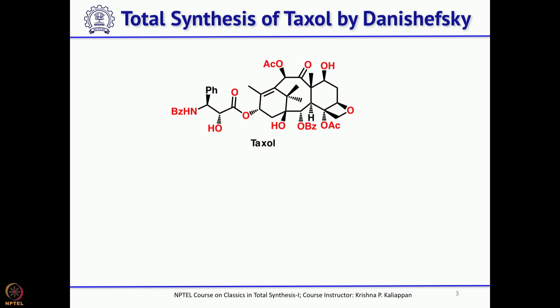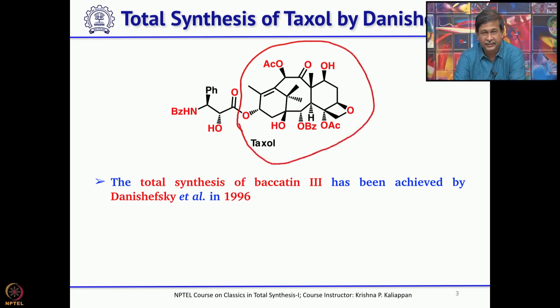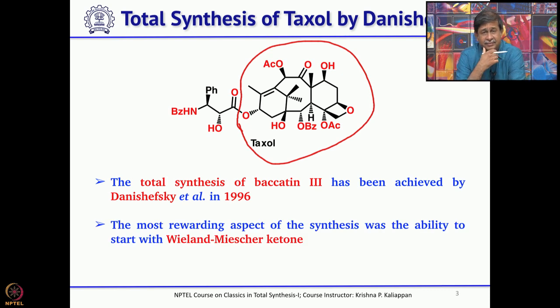So today, when we talk about the total synthesis of Taxol by Danishefsky, he first made the baccatin. This is the baccatin structure. First he made the total synthesis of baccatin, followed by attaching the side chain, and thus he completed the total synthesis of Taxol. It was reported in 1996, and he started with a very well known starting material called Wieland-Miescher ketone. Wieland-Miescher ketone is commercially available, and one can also prepare it in optically active form from 2-methylcyclohexane-1,3-dione using L-proline as the chiral promoter in the Robinson annulation sequence.